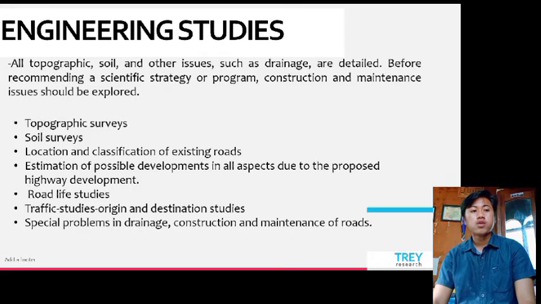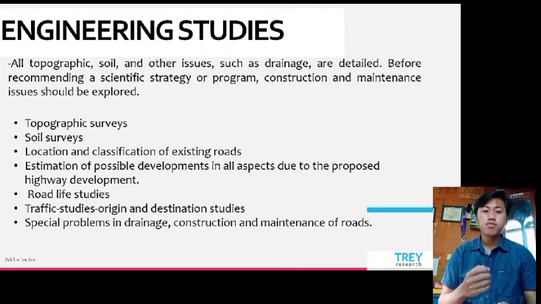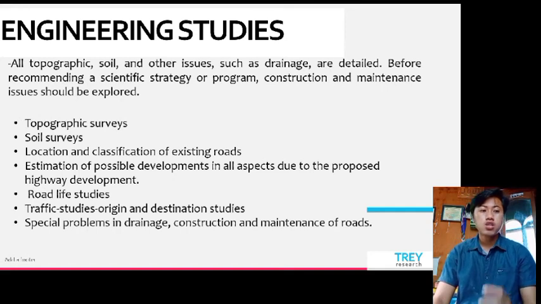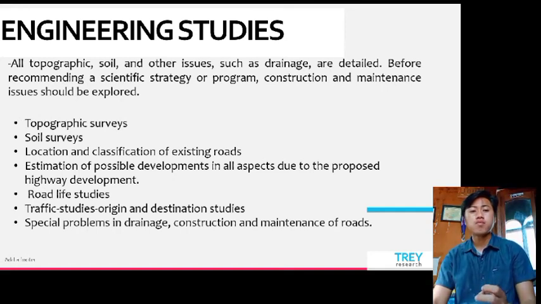of land. In soil surveys, the goal is to map the distribution of different soil types, describe them, and interpret the maps in a way that may be used for land management and ecosystem research. Location and classification of existing roads helps to locate the existing roads and classify them according to their specific areas. In estimation of possible developments in all aspects due to proposed highway developments, there are road life studies and, in traffic studies, origin and destination studies.